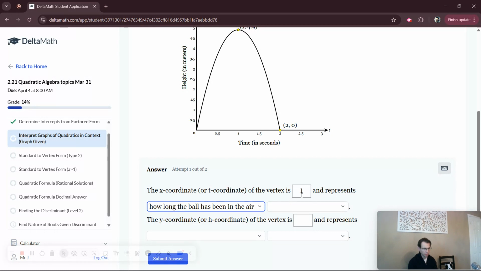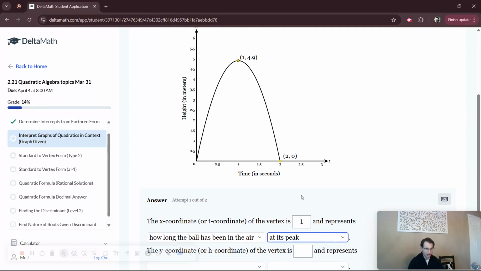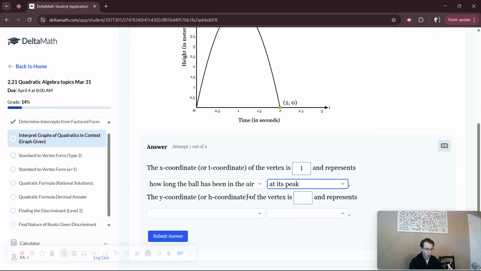How long the ball has been in the air? The ball's height? No. How long the ball has been in the air? At its peak. I agree. So that's the coordinates of the vertex, right? This vertex here, 4.9. It goes up and it's there. The y-coordinate is 4.9, and it represents the ball's height at its peak.